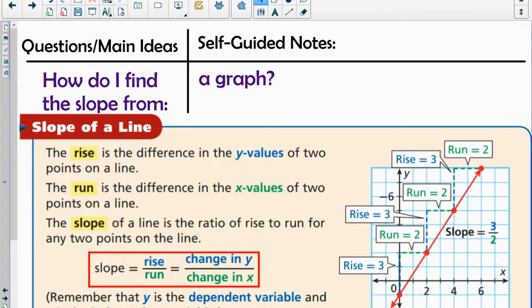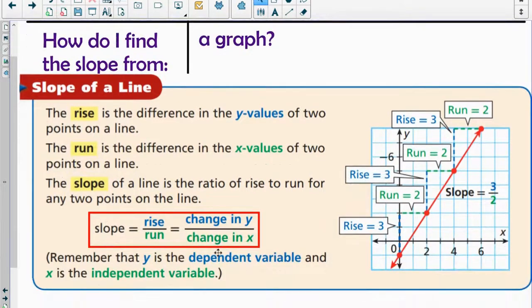So let's take a look at how to find the slope when you have a graph. Here we have a lot of information. I'll try to break it down for you. Probably the most important thing on this screen is in the red box. If you're recording notes and writing things down, this would be what you want to write down for how you find slope from a graph. Slope can be calculated by taking the rise of the line and dividing it by the run of the line.